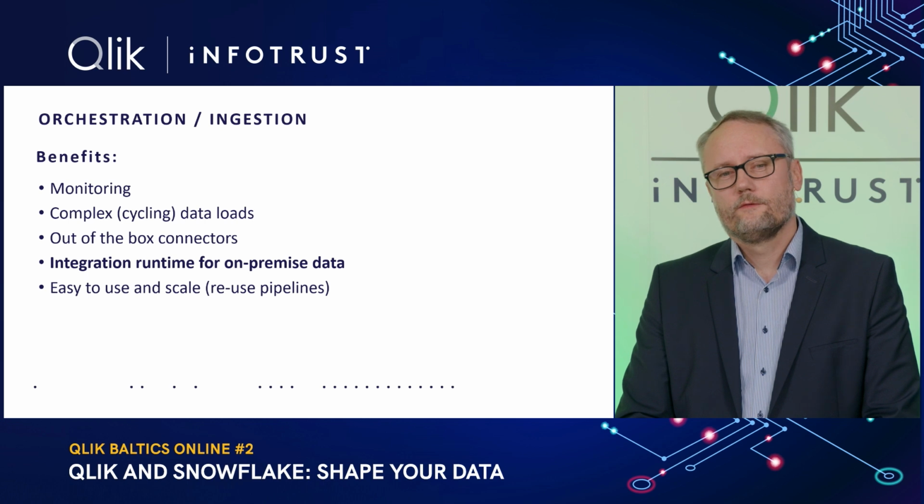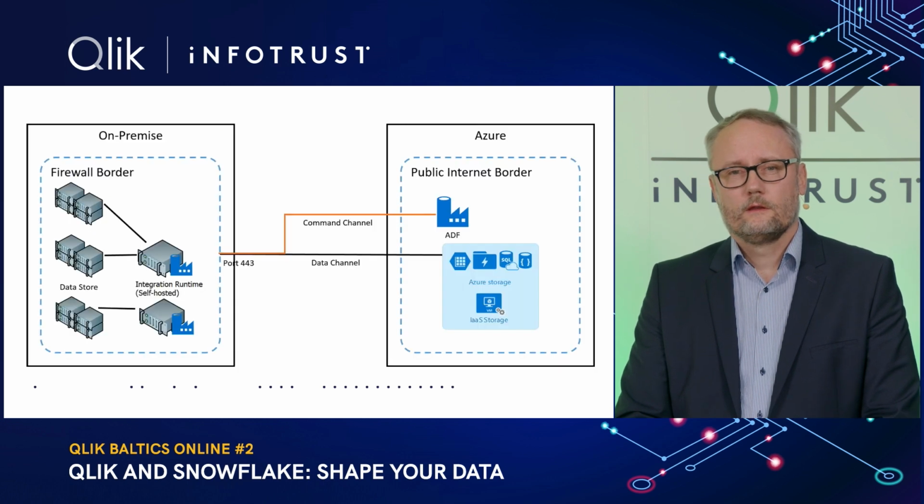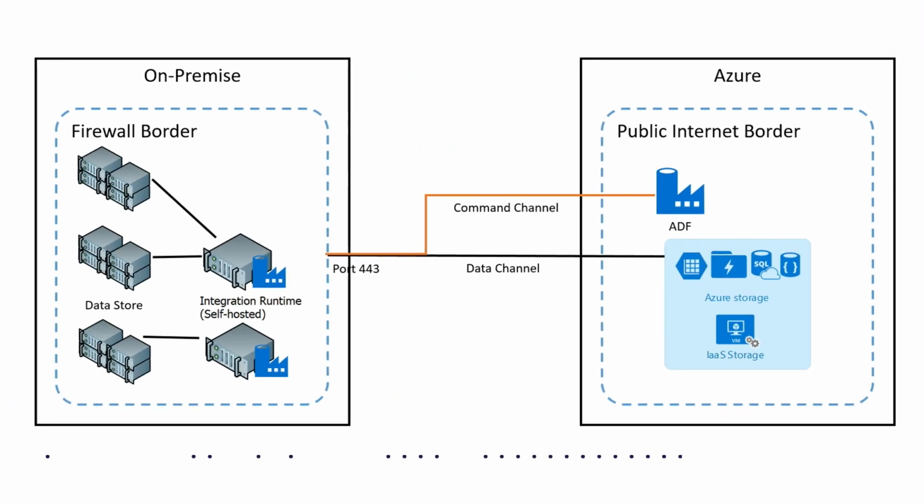Integration runtime for on-premise data. In many cases, you need to access on-premise data, and usually it's a very secure perimeter. You cannot just open on-premise data to the cloud. You need to set up either a private network, or whitelist the IPs, or use any other tools. And in Data Factory, it is solved very easily.